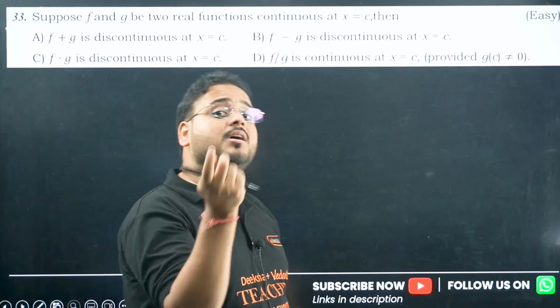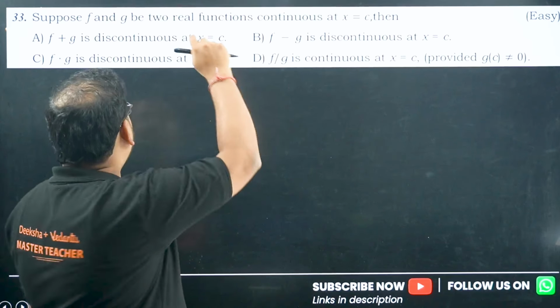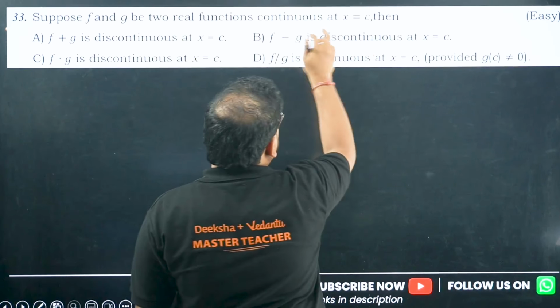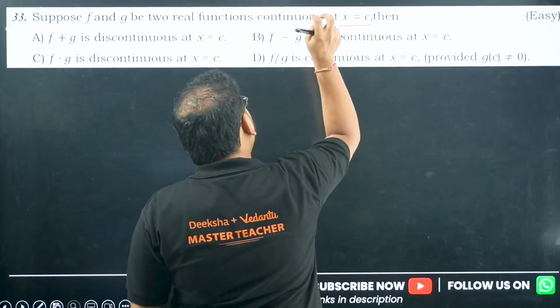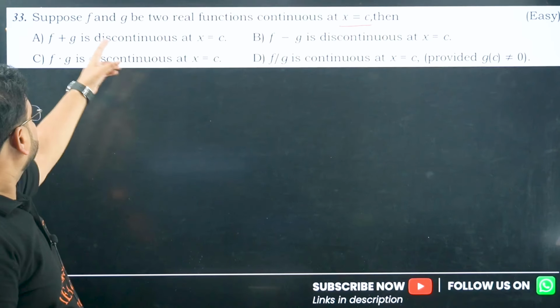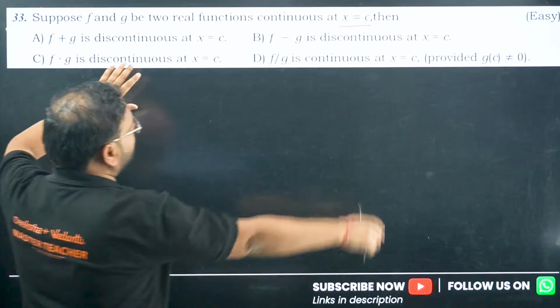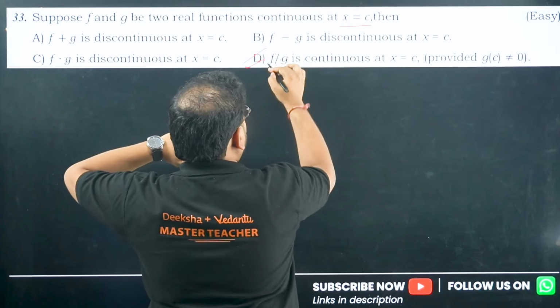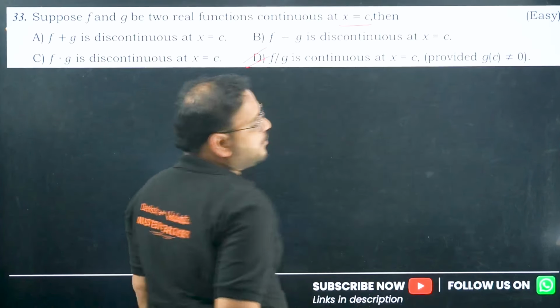This question is on the algebra of continuity. If f and g are two real functions continuous at x equals c, then which one is true? Check here. Discontinuous, no. Discontinuous, no. This is the right answer. f by g is continuous provided g of c is non-zero.